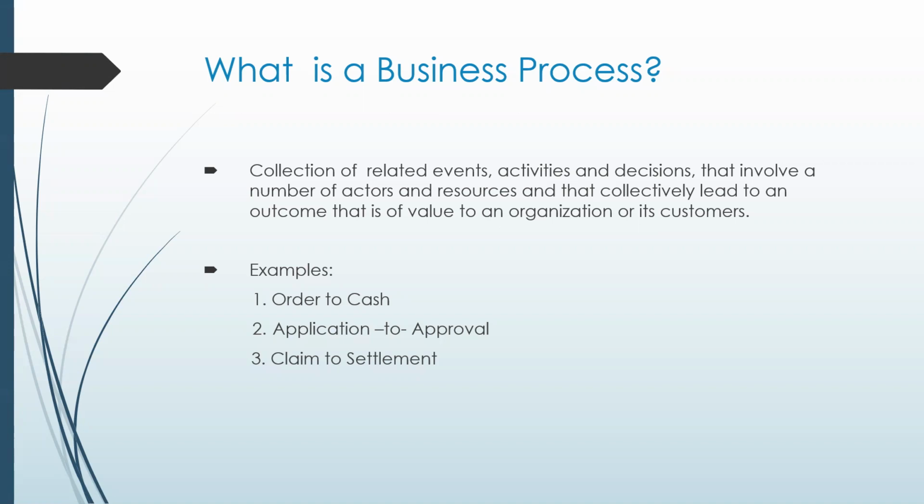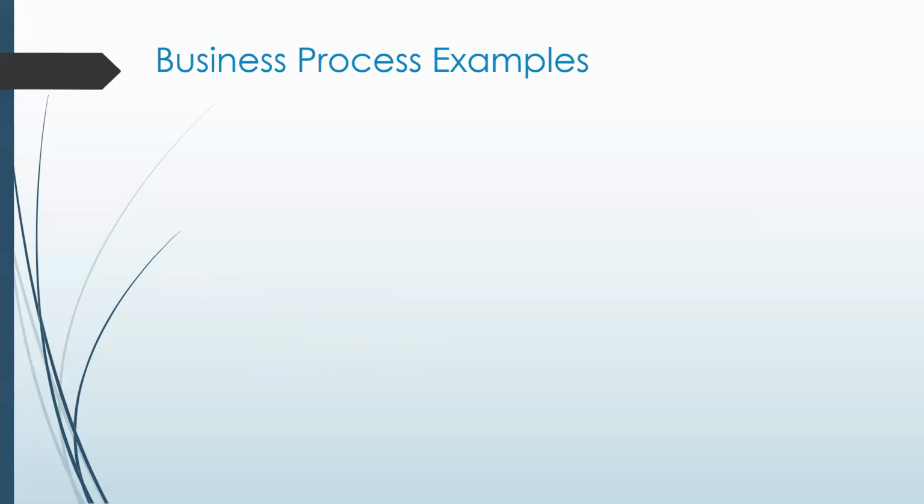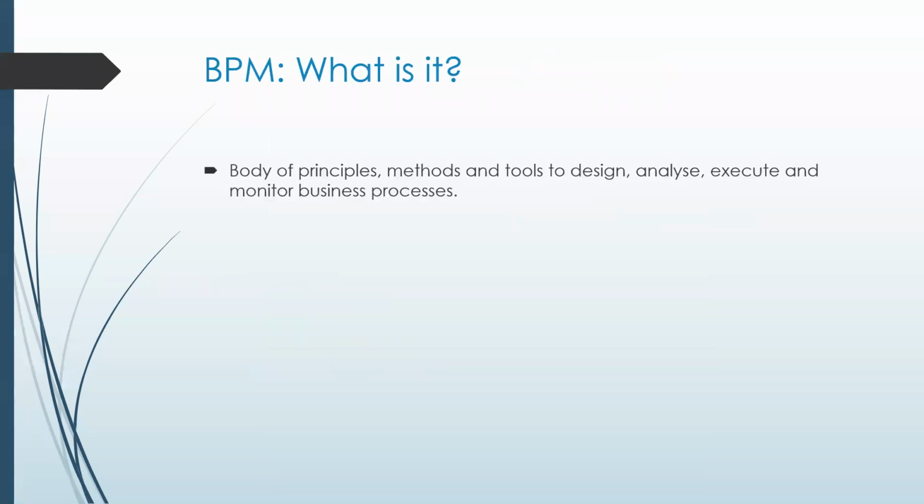So next, we will be looking at understanding business process management. Now we have understood business process. So all kinds of transactions which involve events, activities, decisions, actors, resources, outcome. If a transaction satisfies these entities, yes, I can qualify it as a business process. Good. Now, what is business process management?